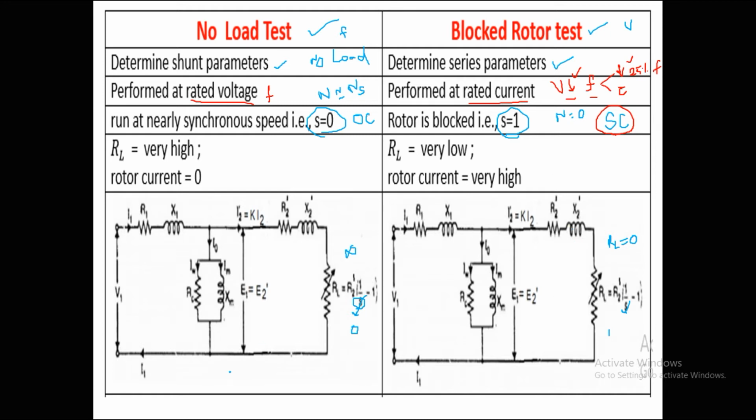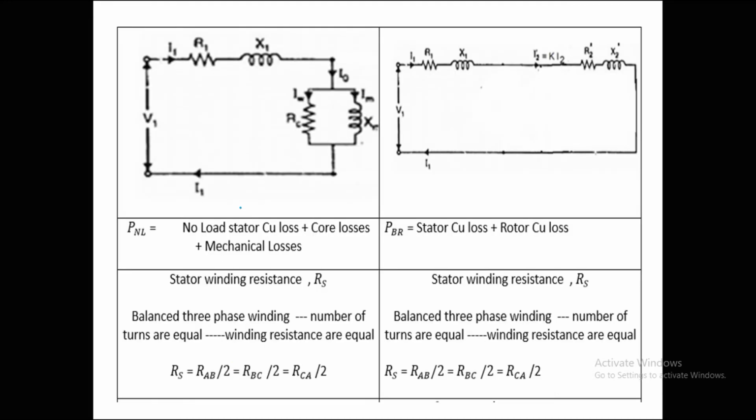And now we are going to simplify this equivalent circuit. Here, due to the very high, that is infinite, resistance on the mechanical output, we are not having any flow of current to the rotor circuit. So we can say the rotor is an open circuit while conducting the no load test. Because of that, we have just removed the rotor part from this equivalent circuit.